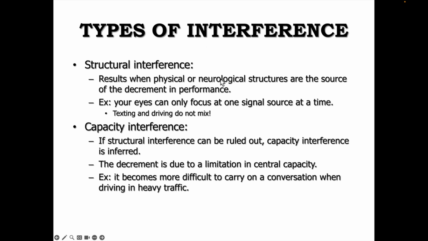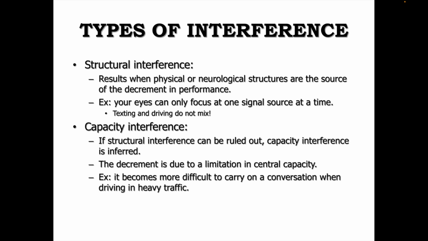There are a couple different types of interference that we are going to look at: structural interference and capacity interference. Structural interference is the result of physical or neurological structures being the source of your decrement in performance. For example, your eyes can only focus on one signal source at a time. To text and drive doesn't work. Your focus is either on driving or on texting, and when you focus on one or the other, your performance in the other is going to suffer.